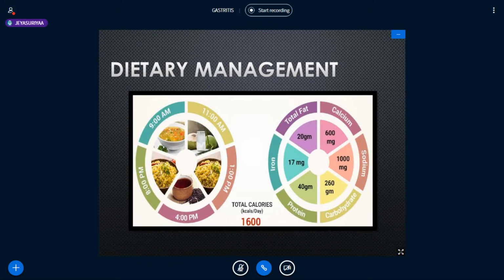Now, coming to dietary management, eating certain foods could worsen the symptoms. But first of all, let's talk about the foods that could be avoided. Foods that cause inflammation and worsen the condition, like high-fat foods, and those that irritate the stomach wall, like alcohol. Acidic vegetables like tomatoes can be avoided too, and on the other hand, citrus fruits can also be avoided.